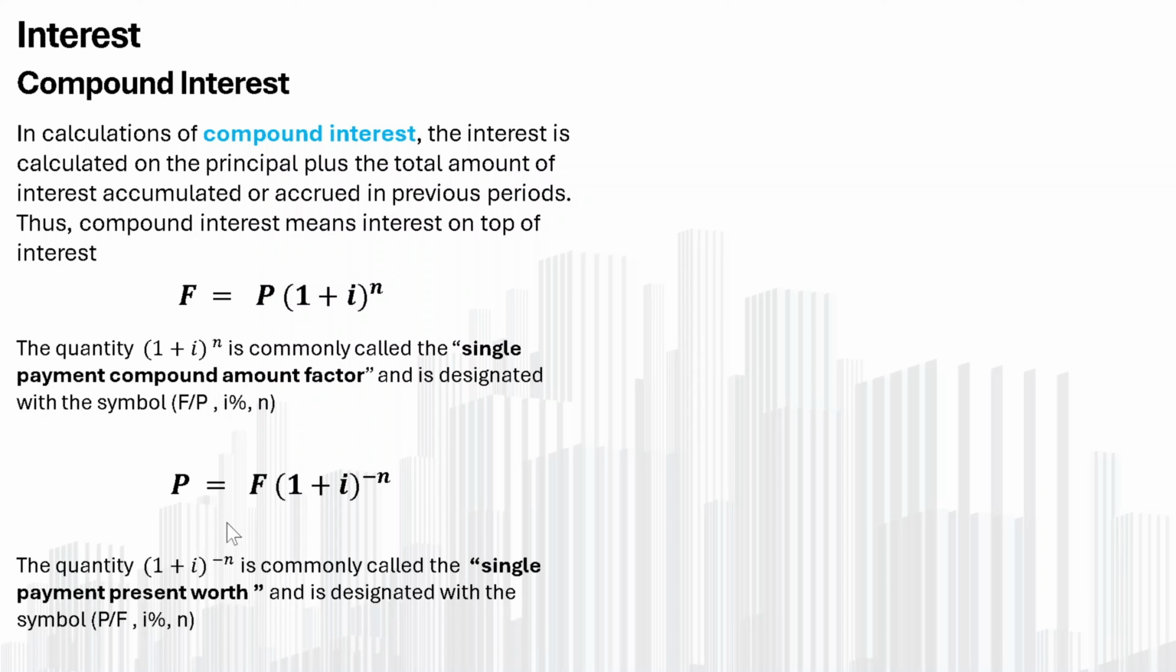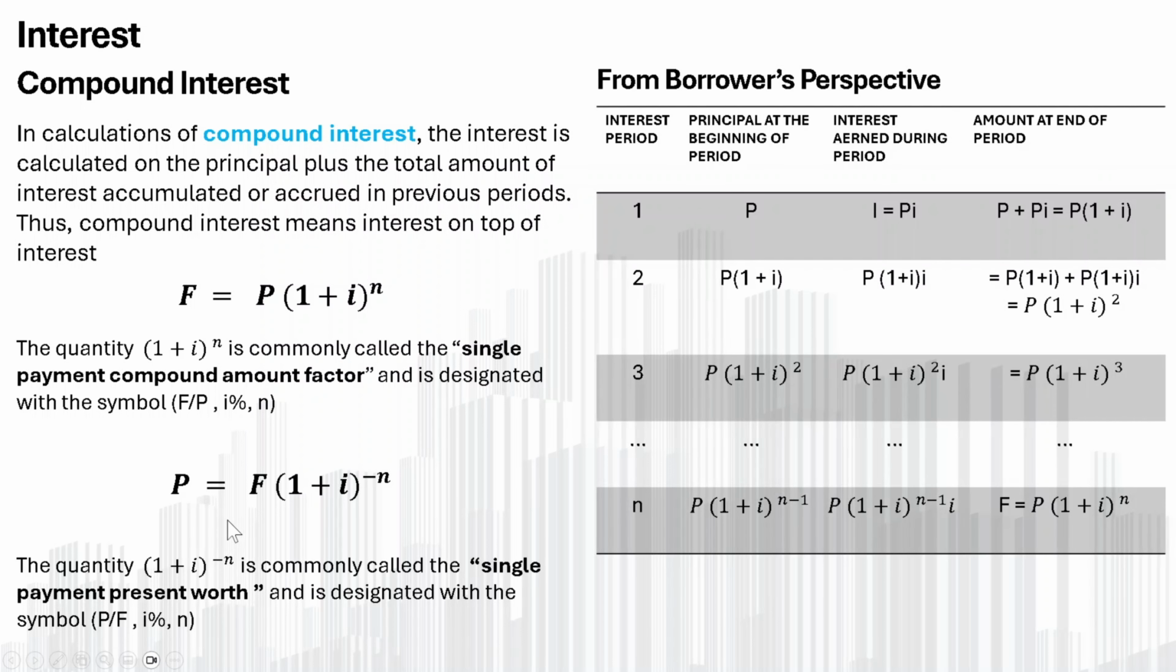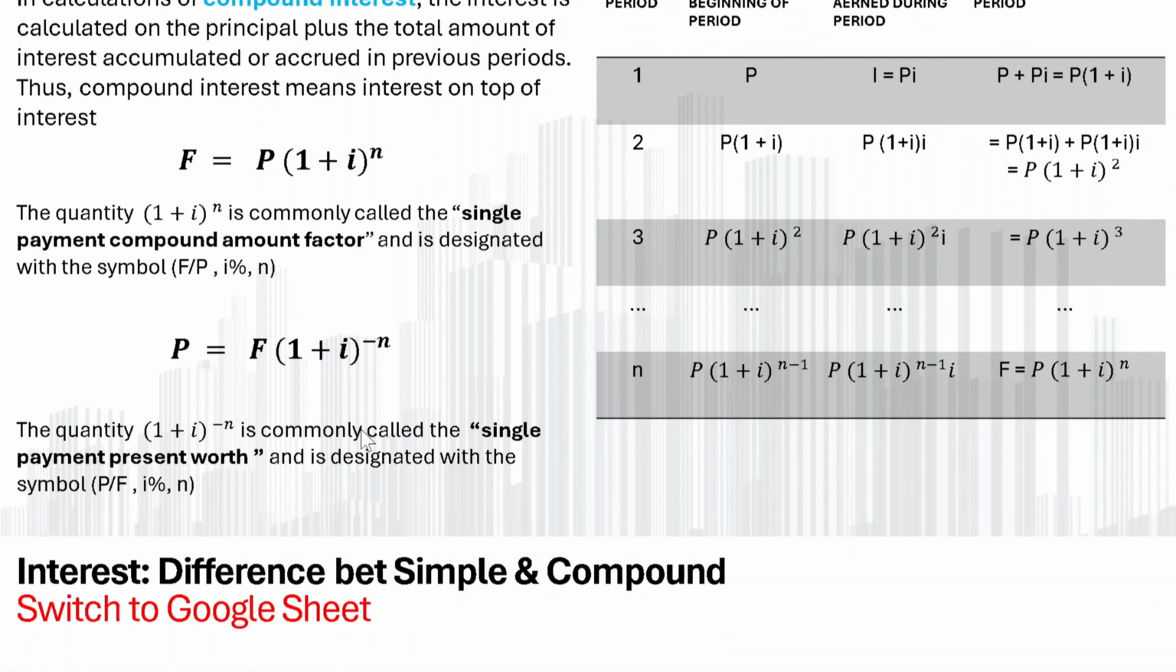Now, if you put this in a table, from a borrower's perspective, this is the principal at the beginning of the period, the interest accrued or earned during the period, and the amount at the end of the period. Whatever the interest earned is added to the following year, that will be your new principal, and so on and so forth. As a classic example, here's the table.